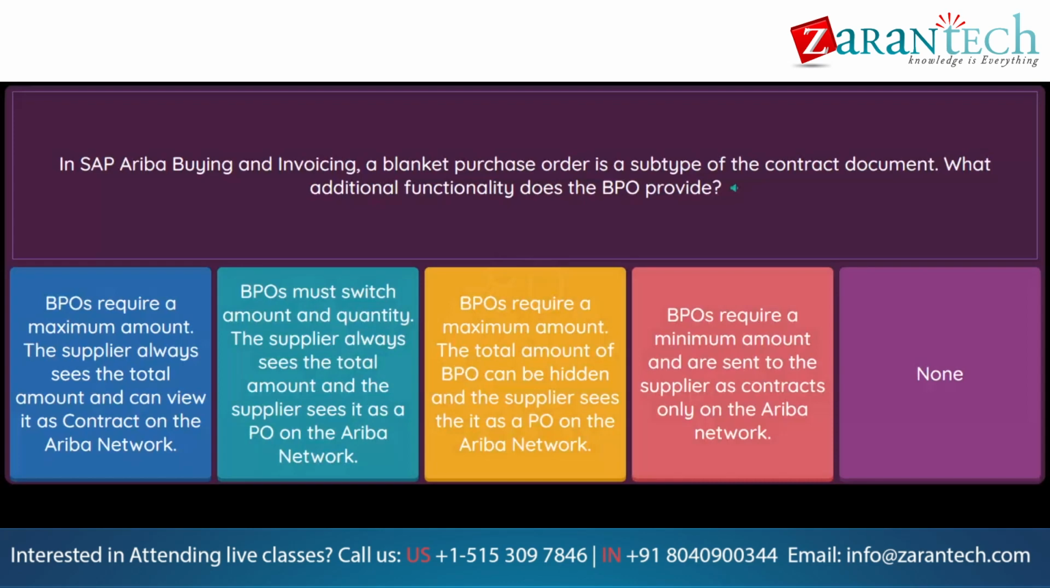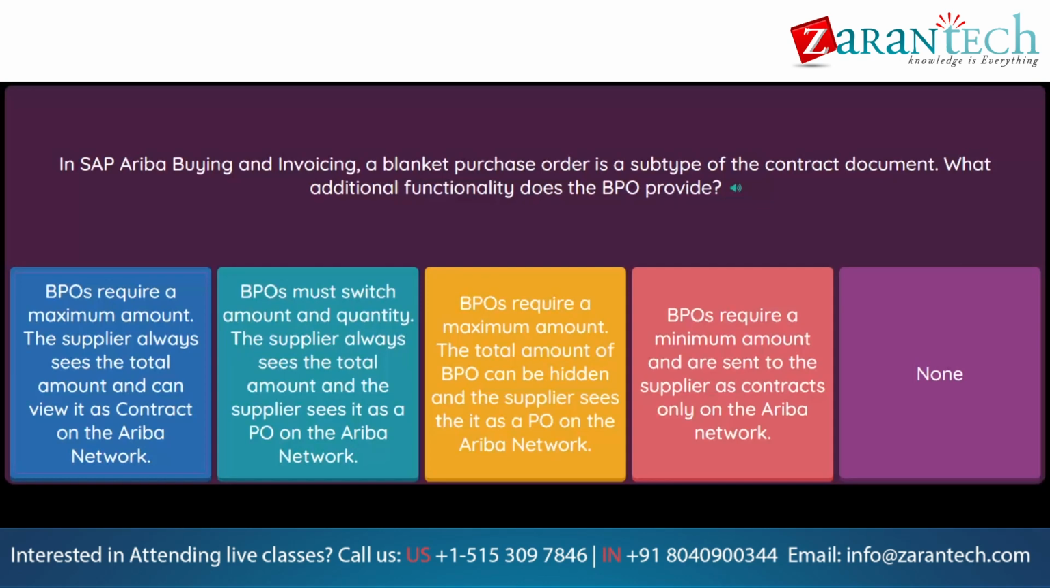Question: in SAP Ariba buying and invoicing, a blanket purchase order is a subtype of the contract document. What additional functionality does the BPO provide? Option 1: BPOs require a maximum amount. The supplier always sees the total amount and can view it as contract on the Ariba network.